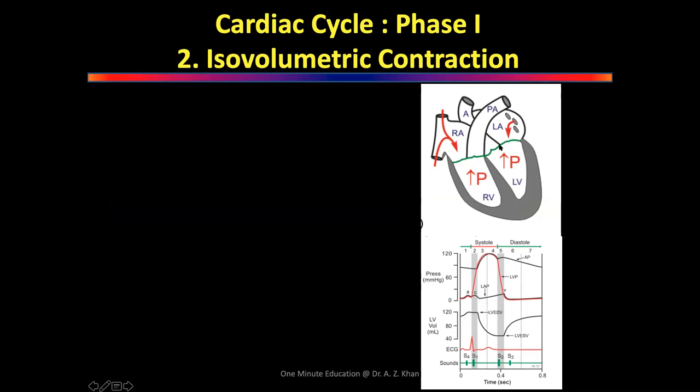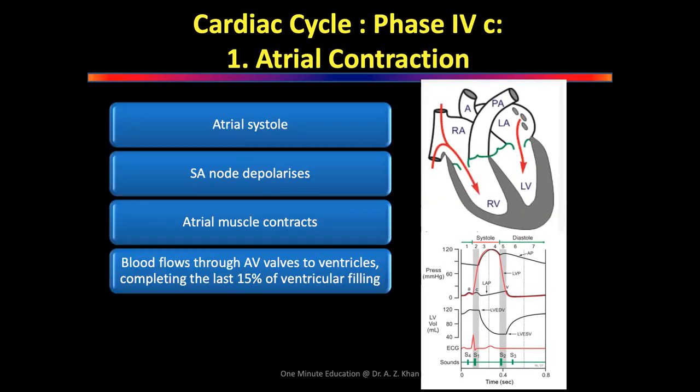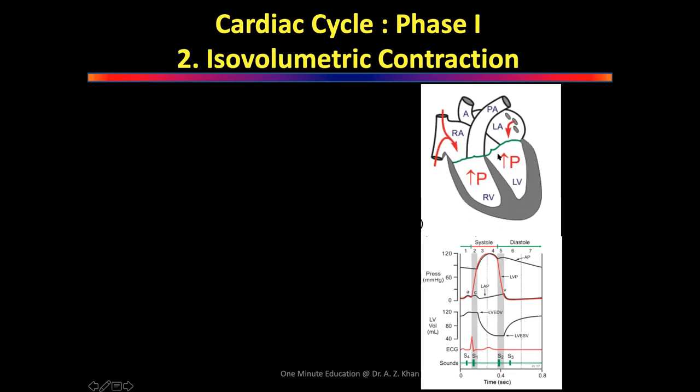The mitral valve is closed. Can you see this? The mitral valve is closed, the aortic valve is closed. Only concentrate on the left side. Let me go back one minute. In phase one, the mitral valve was open, the aortic valve was closed. Correct? Come into the next one, the aortic valve is still closed, the mitral valve is closed. Now no more fluid can come into the left ventricle.